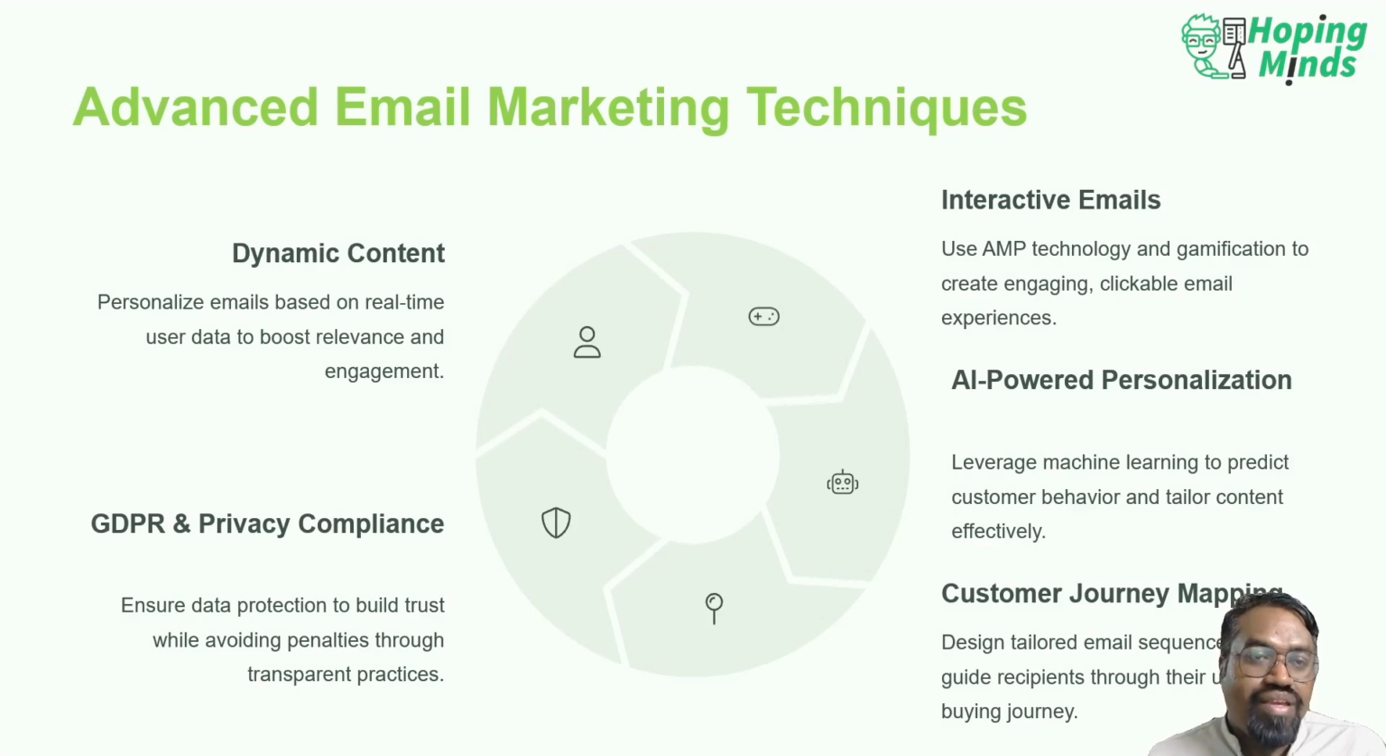Interactive emails use AMP technology and gamification to create engaging, clickable email experiences. AI-powered personalization: leverage machine learning to predict customer behavior and tailor content effectively. GDPR and privacy compliance: we need to make sure that we use authentic tools and follow ethical practices in email marketing by not purchasing the email list. We should build the list, right?